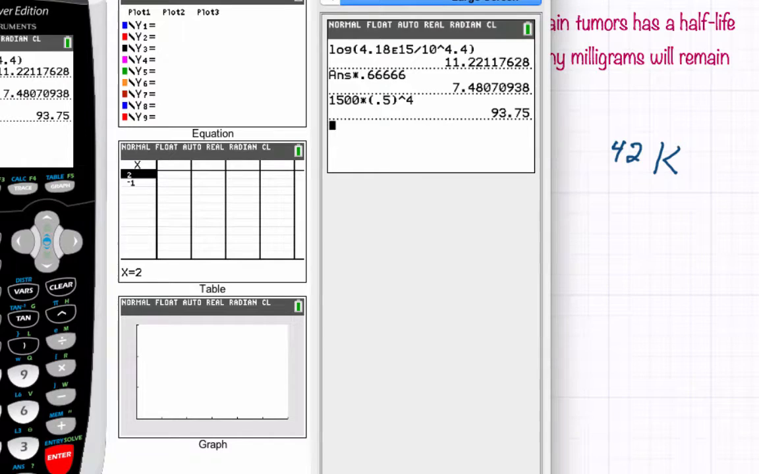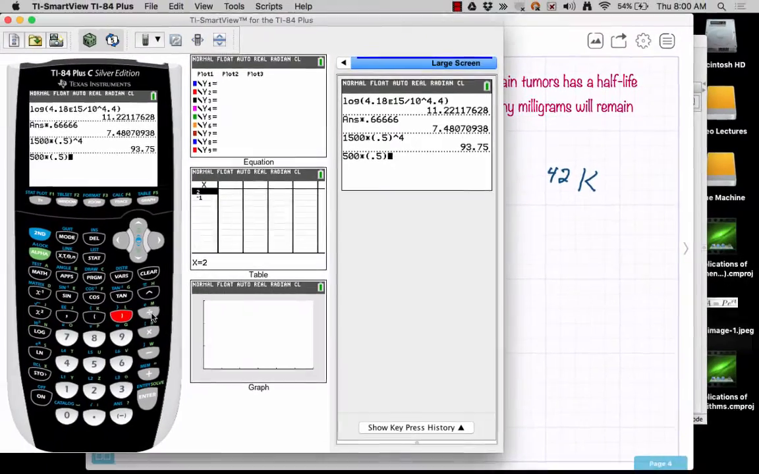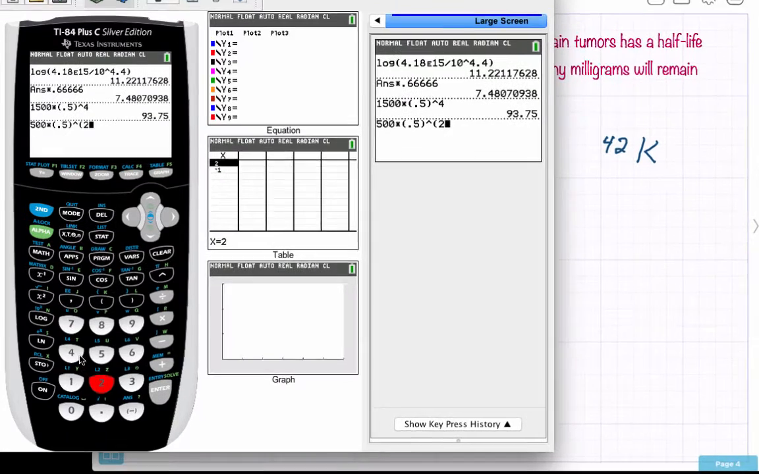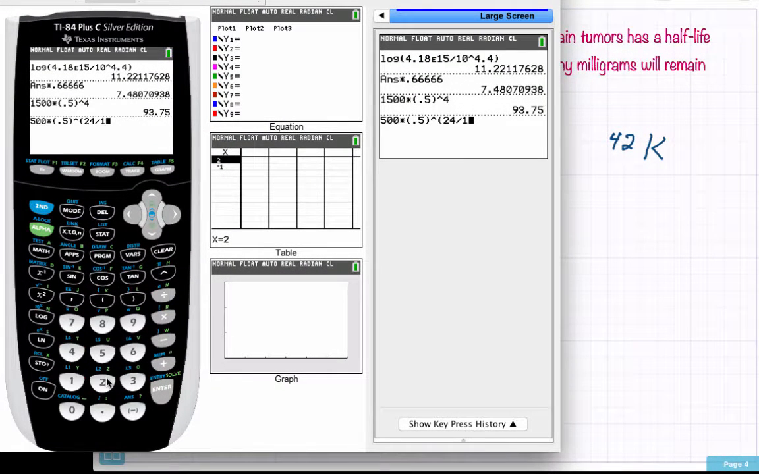If we wanted to do this, we would have 500 times parentheses 0.5, and then the caret, and we'll do 24 divided by 12.36. Now I put that in parentheses here so I can get the correct calculation. Be careful how you do that. You don't want to do 0.5 to the 24 divided by 12.36, it will do the wrong calculation. So I'll put that exponent in parentheses, and I get approximately 130.